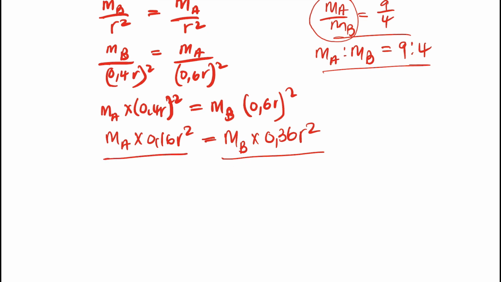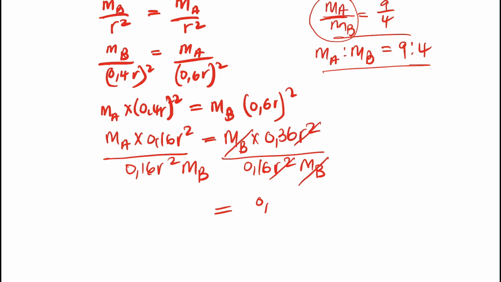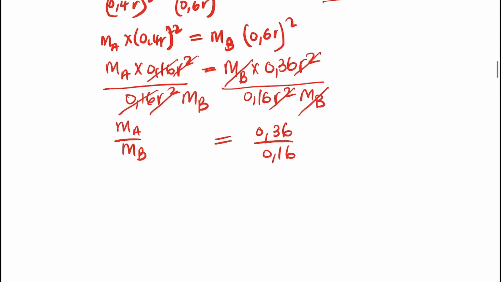Let's divide by 0.16 r squared, and since we want mass A over mass B, we'll divide as well by mass B. So this and this cancel, and this and this cancel. On this side you're left with 0.36 divided by 0.16. On this side you have mass A over mass B, because this and this cancel, and this and this cancel.